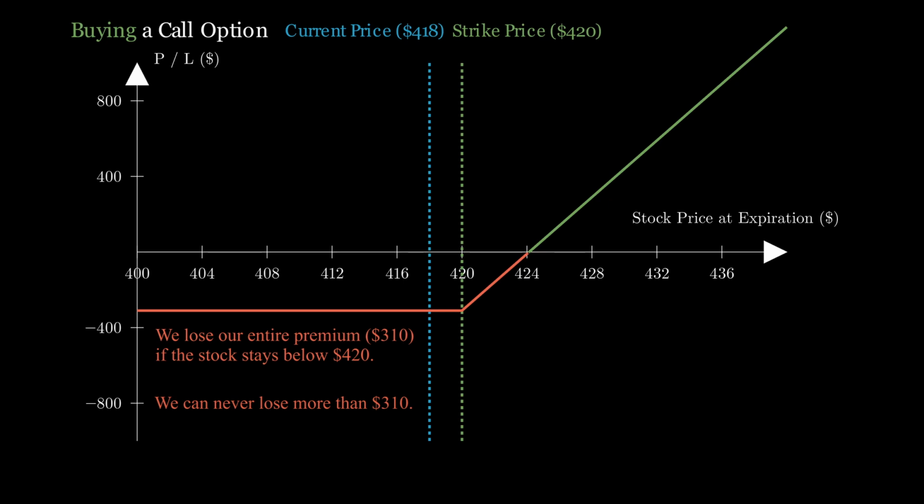If the price rises above $420, we can see that the value of the option contract begins to appreciate, but we still don't break even until the stock reaches $424. This is called the break-even point, and it's the point at which our investment becomes profitable. The higher the stock moves upwards, the greater our profit.